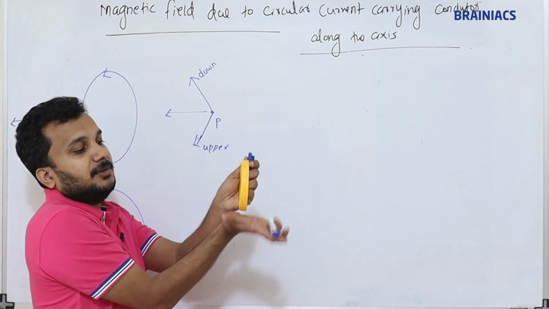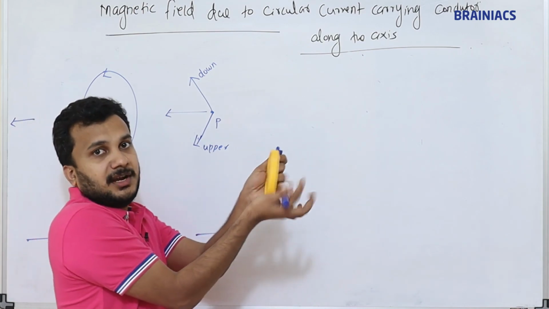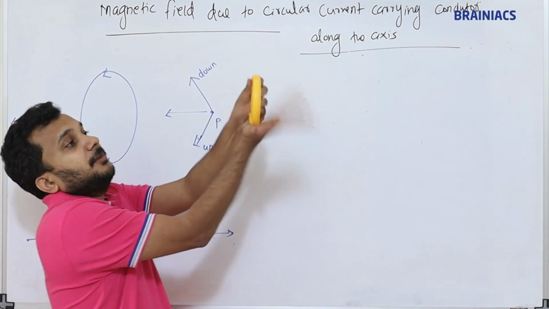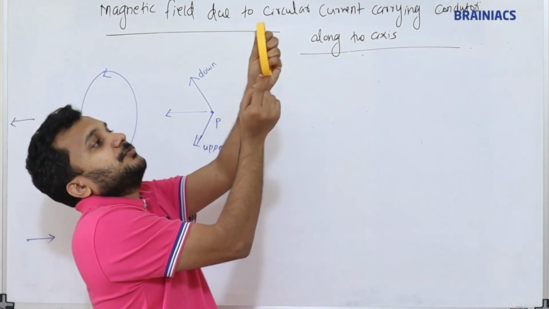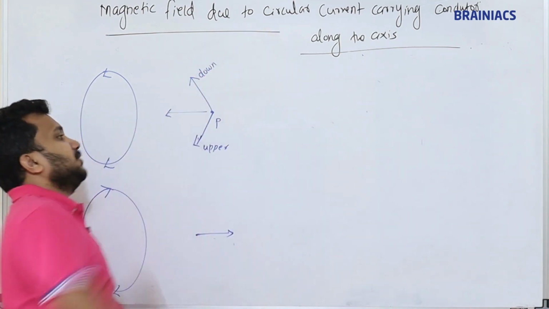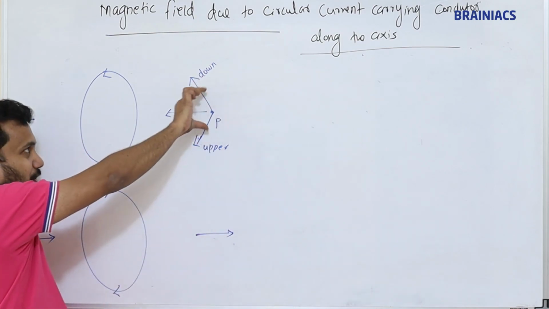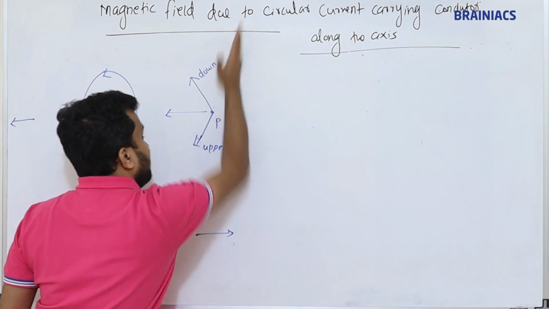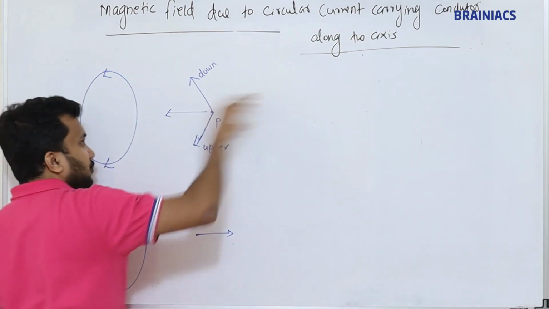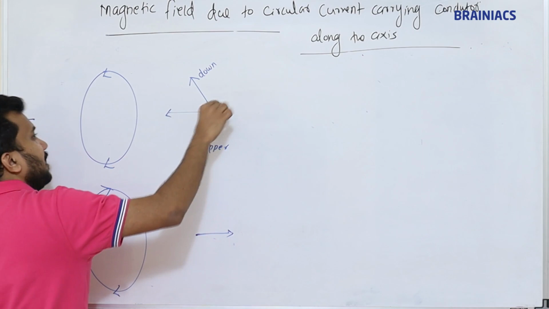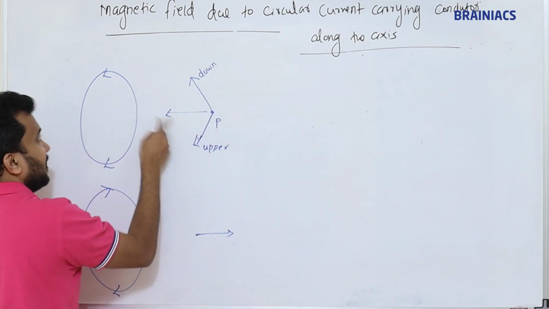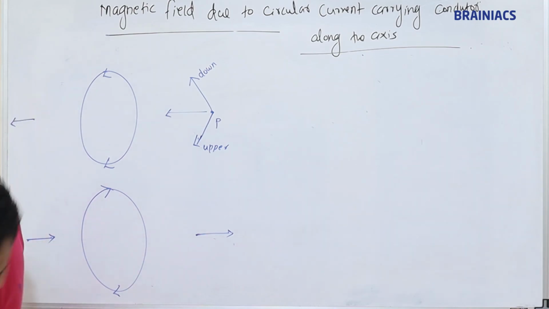Because of this one, we will place our thumb towards you, and if I hold all my fingers accordingly, then it's going up. So because of the lower part, I'll get a magnetic field upside. So the resultant of these two, the upside dB cos theta and the downside dB cos theta, will both get cancelled outside, but the magnetic fields are added in this direction. So the magnetic field final direction is like this now.